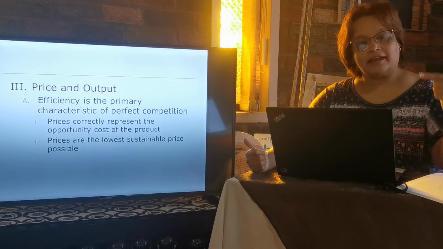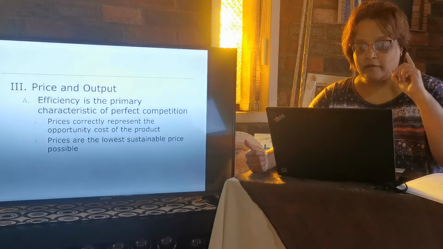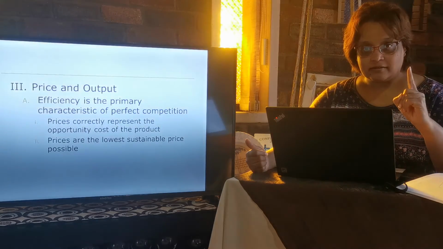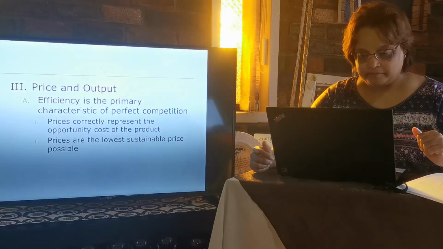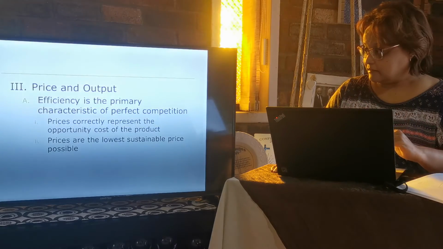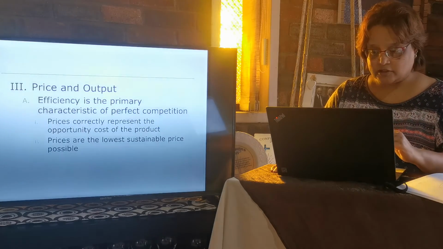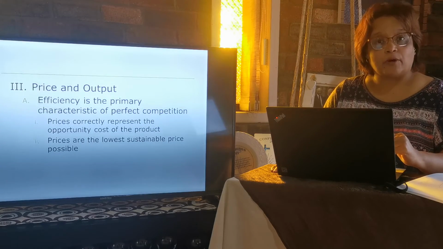How much can I get for my buying power? And that's perfect competition, where the market, the buyer and the seller, are trying to keep a balance within the market. Prices are correctly represented in the opportunity cost of the product, and prices are the lowest sustainable price possible.